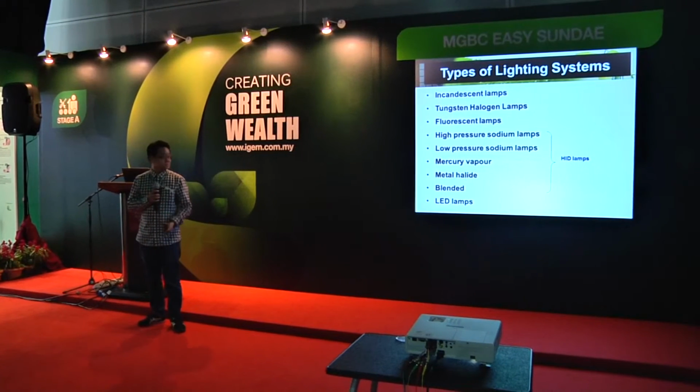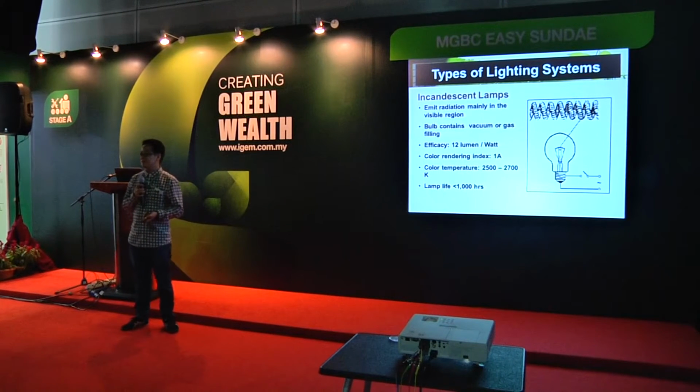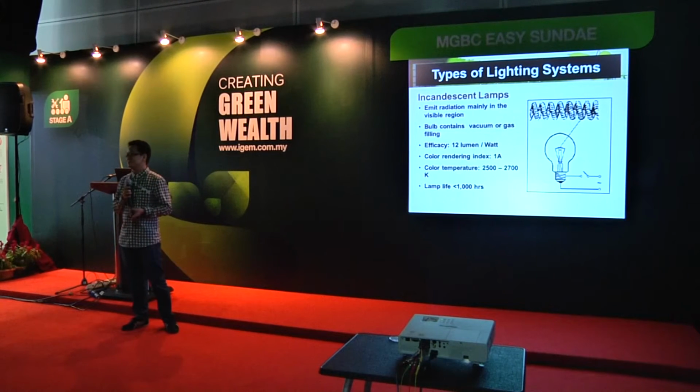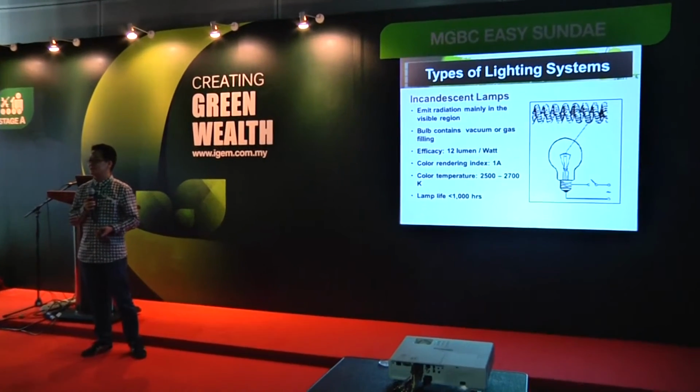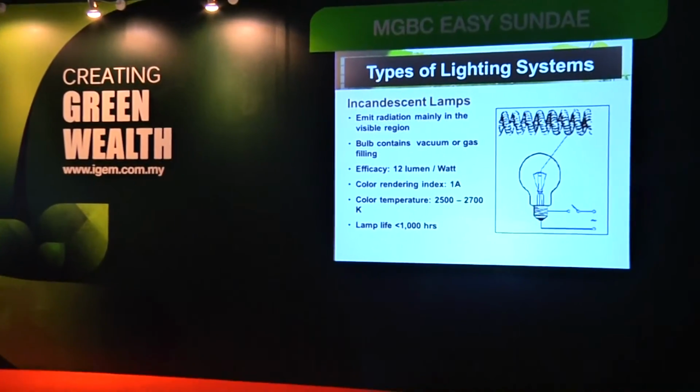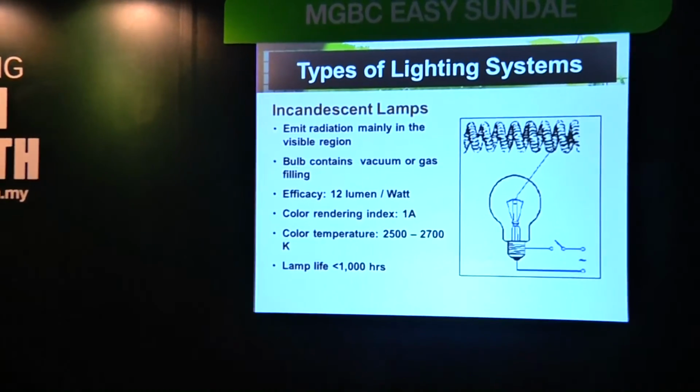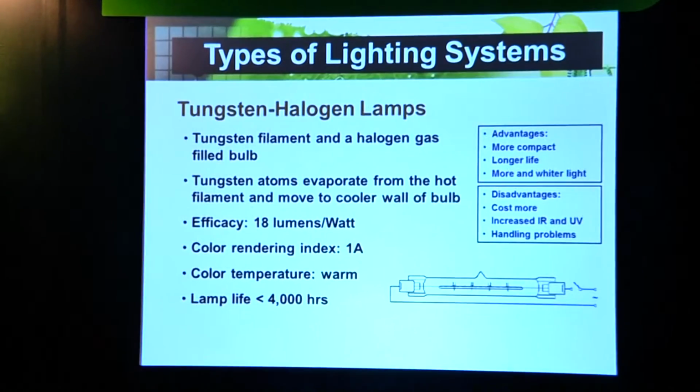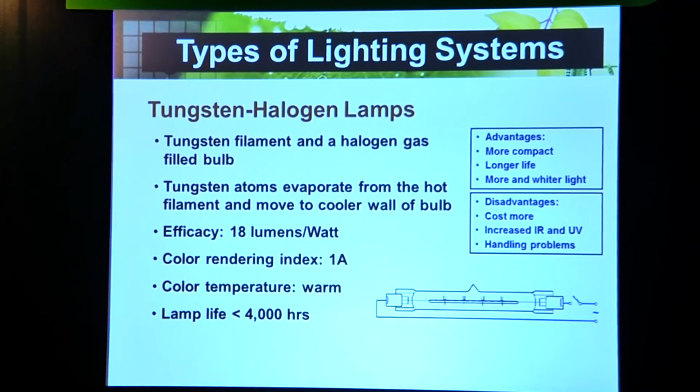All right. Next, the first bulb, incandescent lamps. Been around for many years, older than any one of us here, more than 100 years old. The first type of lamp is the incandescent lamp. It's basically just a piece of wire, you burn it, that's all. That's the incandescent lamp.